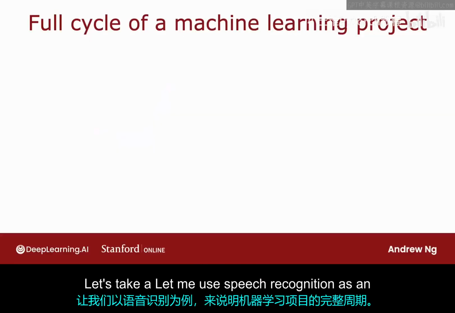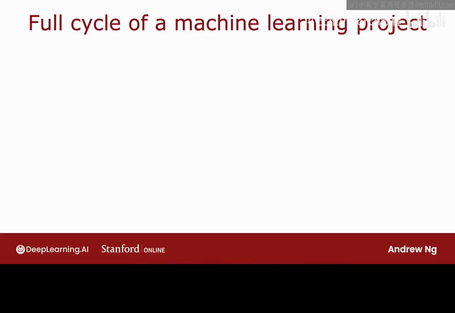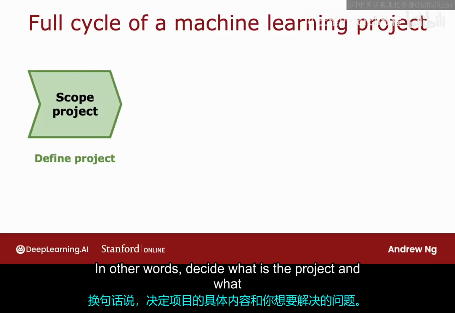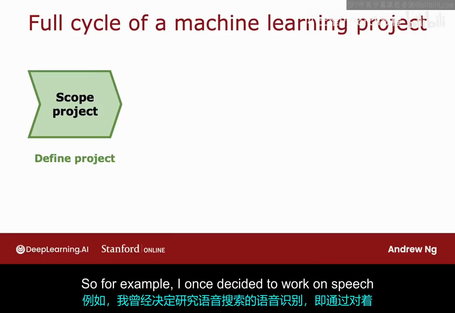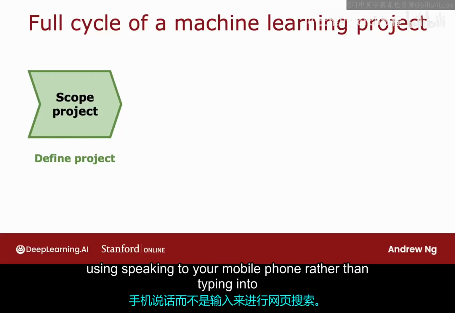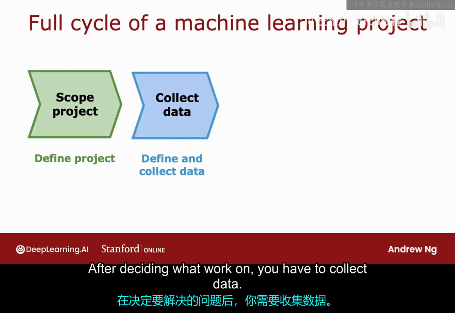Let me use speech recognition as an example to illustrate the full cycle of a machine learning project. The first step of a machine learning project is to scope the project. In other words, decide what is the project and what you want to work on. So, for example, I once decided to work on speech recognition for voice search. That is, to do web search using speaking to your mobile phone rather than typing into your mobile phone. So that's project scoping.